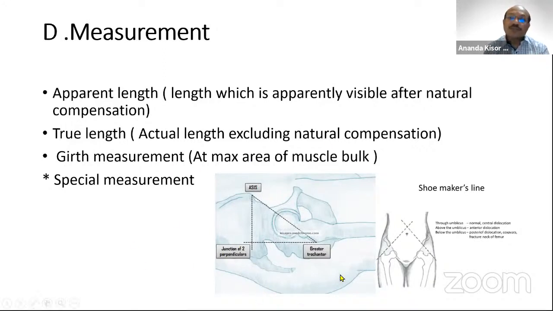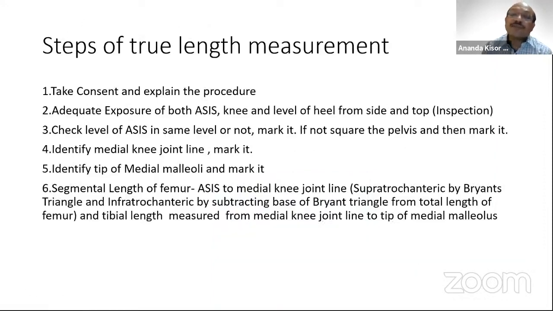But Nilsson's line is most important for bilateral hip disease, where we can easily compare, because both points, the ASIS and the greater trochanter, are not related to the hip. Whereas Bryant's triangle is not reliable for bilateral cases as compared to Nilsson's line, because one of its points is on the affected part of the bone. So Nilsson's line is more reliable than Bryant's triangle in bilateral affection.